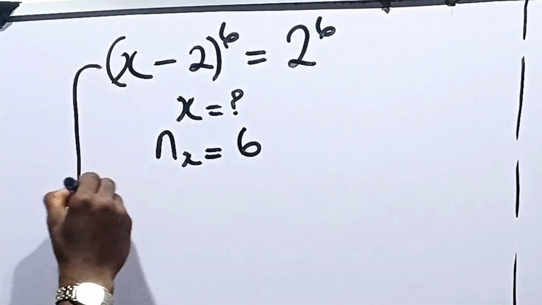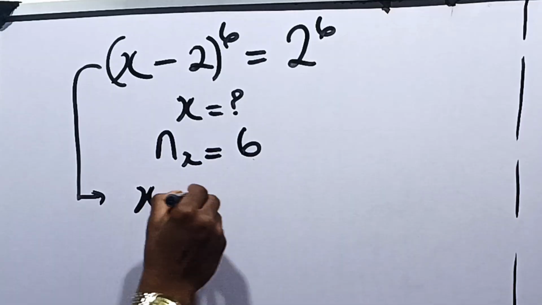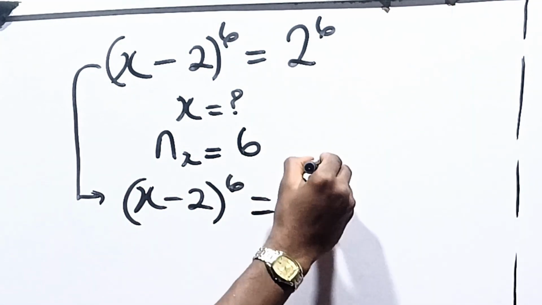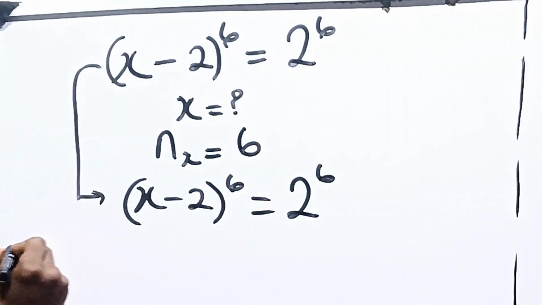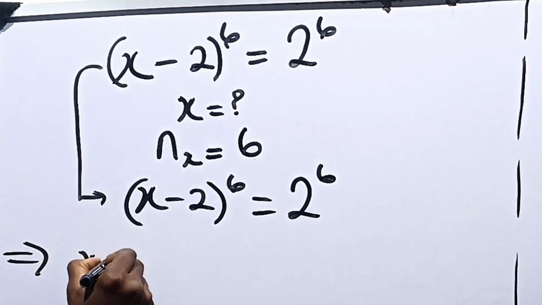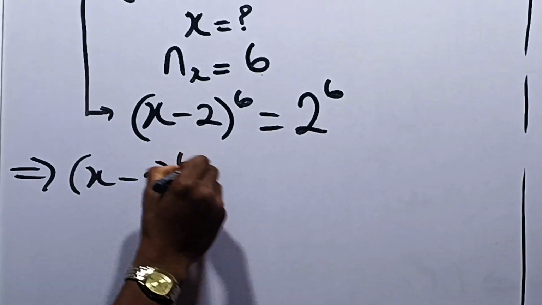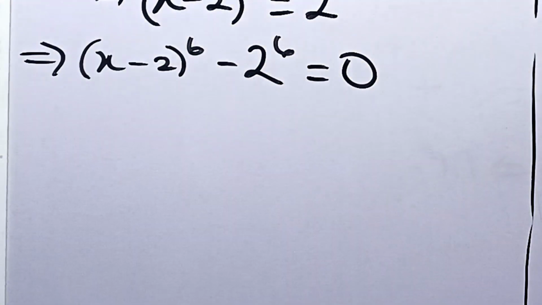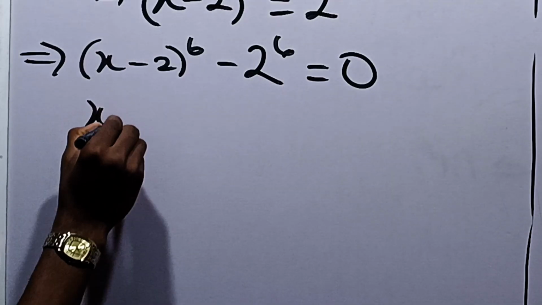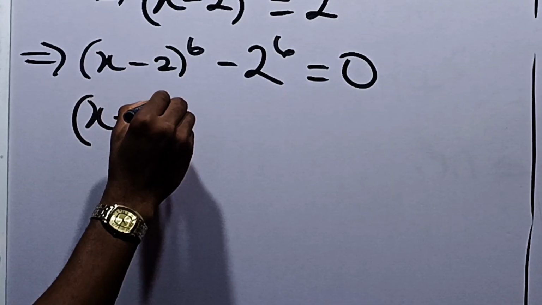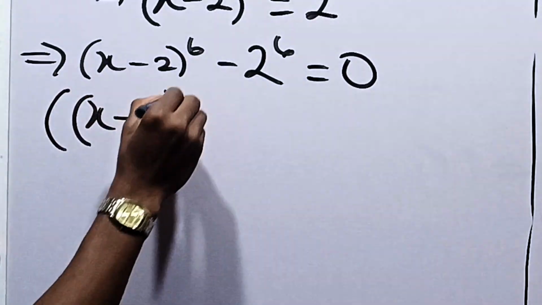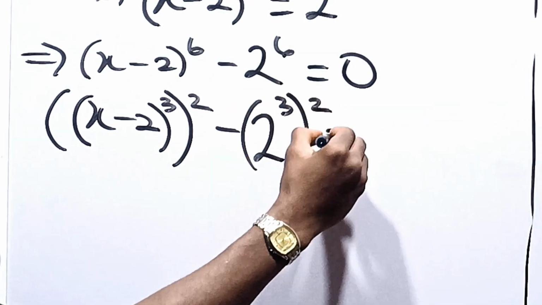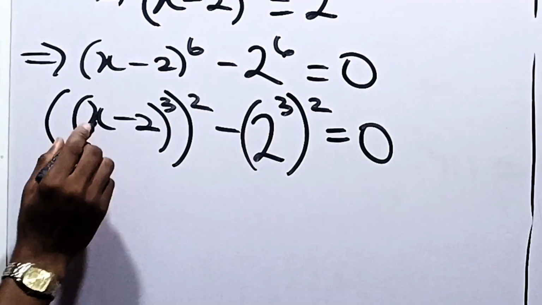Now, let's solve this. So we have (x - 2)^6 equal to 2^6, according to what the equation says. Now from here, this becomes (x - 2)^6 - 2^6 = 0. Okay? Now, from here, we can write this as ((x - 2)^3)^2 - (2^3)^2 = 0. Okay? From here, you can see that we have a difference of two squares.